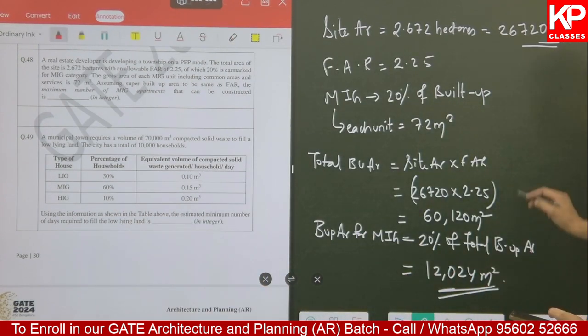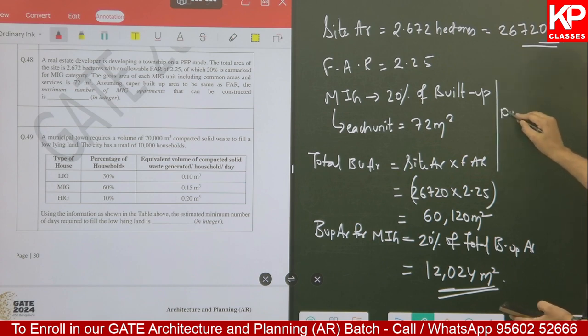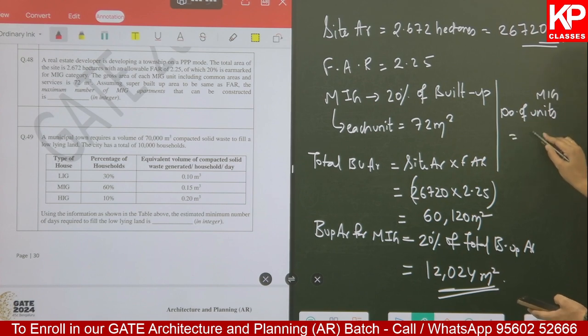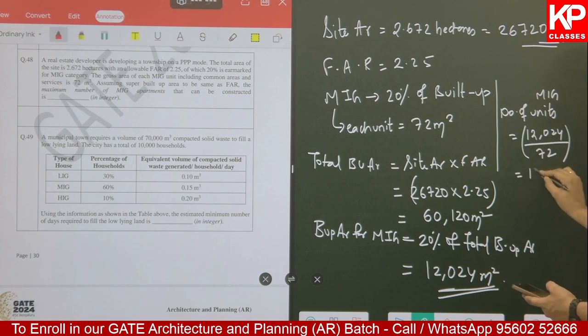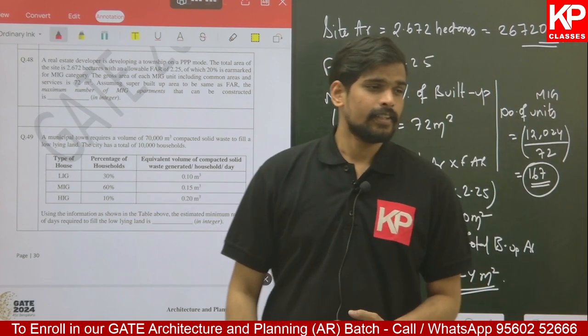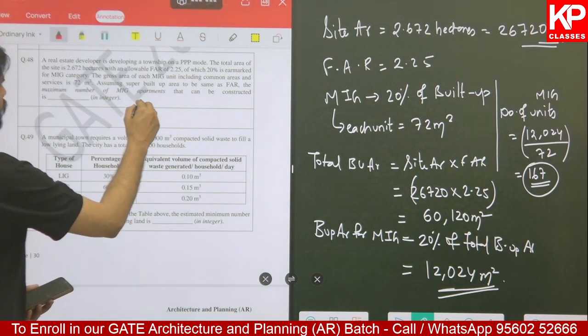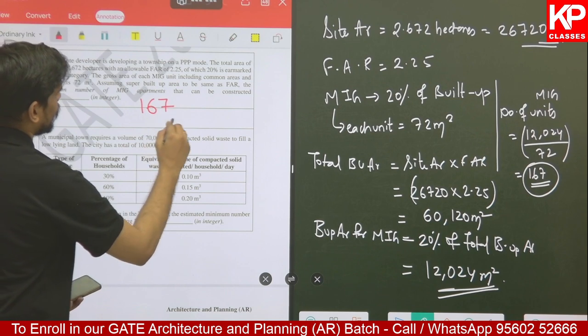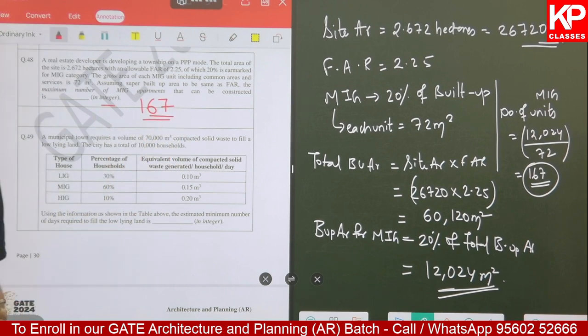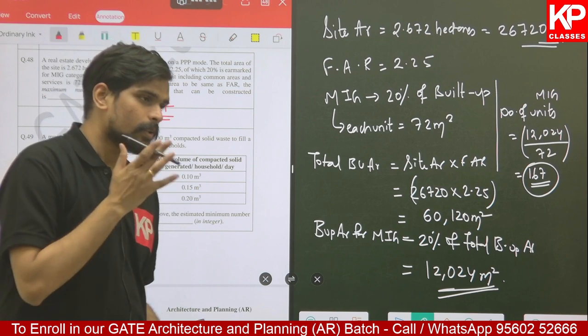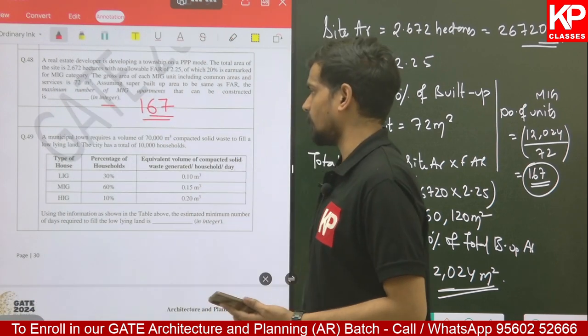The total built up area is 12,024. So what will be the maximum number of units, MIG units particularly? That will be the total built up area, 12,024, divided by the area of each unit, that is 72. That will give us 167 units. That's the answer for this question. The answer is required in integer. The answer will not probably be in a range. You need to answer the specific exact answer, 167.